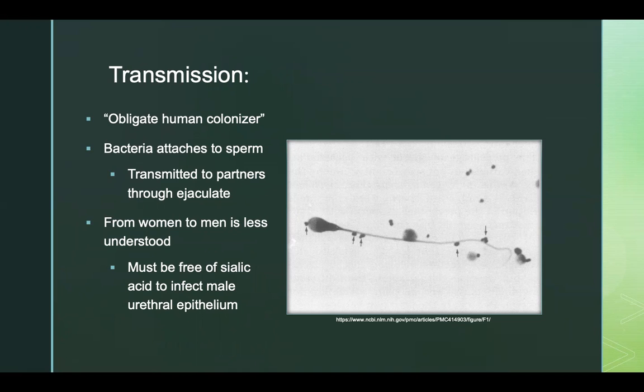This is partly because the bacteria is an obligate human colonizer, meaning that it cannot survive outside of the human host. The transmission itself relies on the attachment to sperm, meaning that men to their sexual partners observe the highest amounts of transmission, and this is through their ejaculate. Women to men transmission is a lot less understood, and this is thought to be because there actually needs to be a lack of sialic acid on the surface of the bacteria if it is to infect the male urethral epithelium.